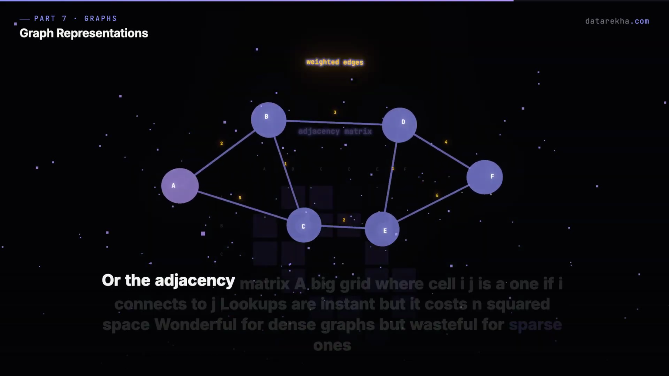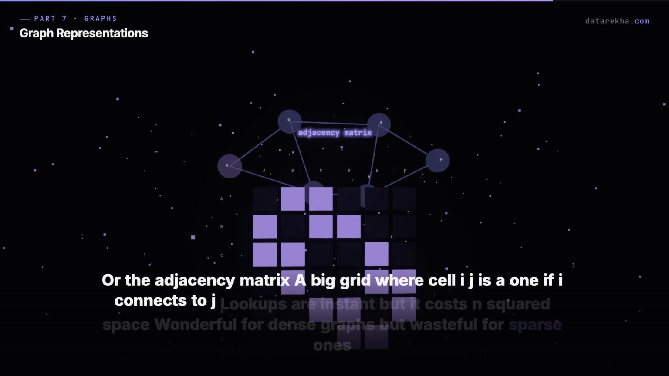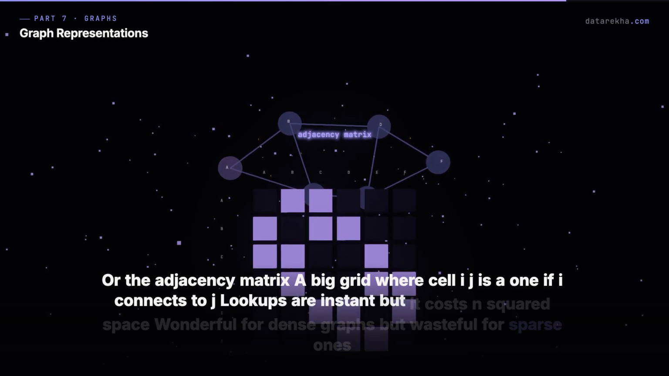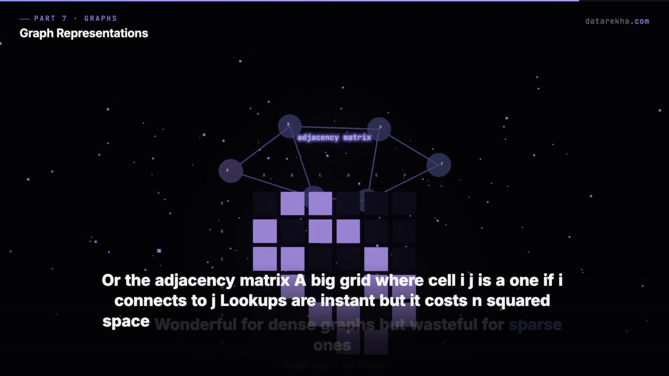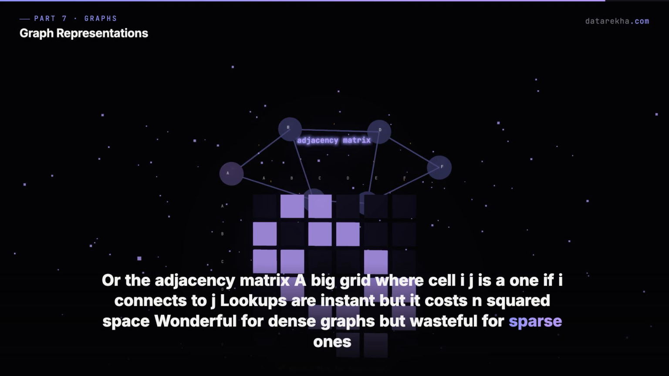Or the adjacency matrix. A big grid where cell i, j is a 1 if i connects to j. Lookups are instant, but it costs n squared space. Wonderful for dense graphs, but wasteful for sparse ones.